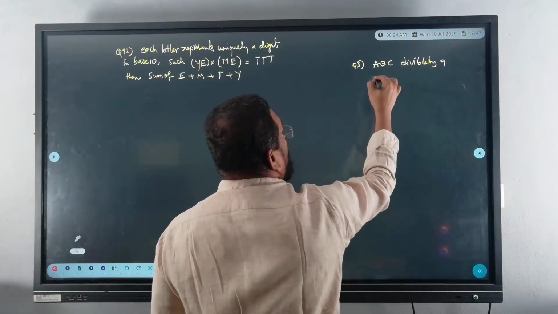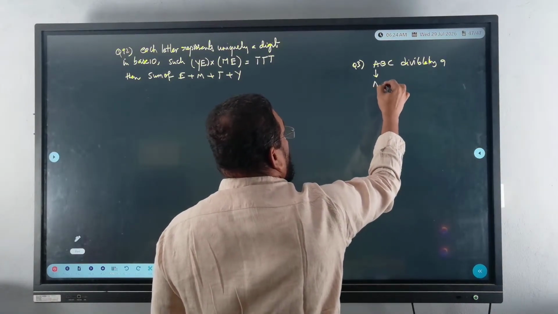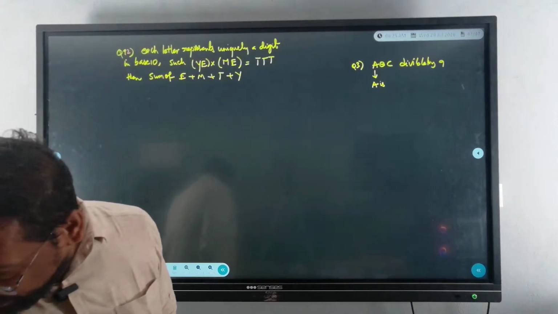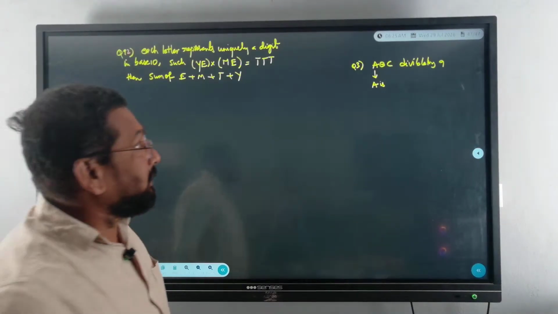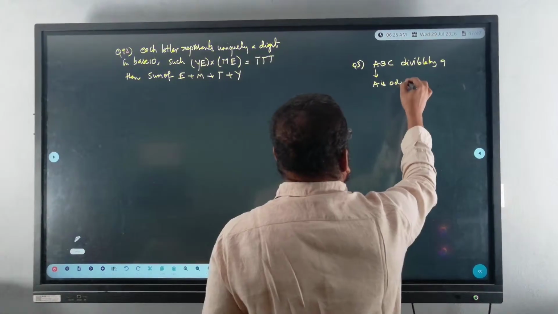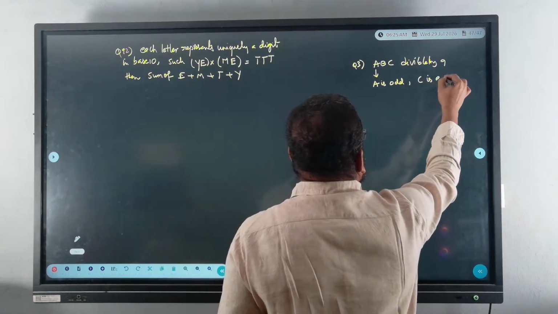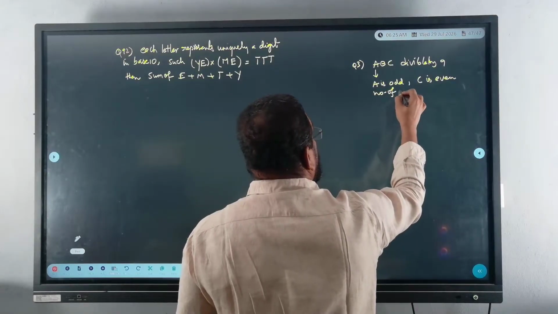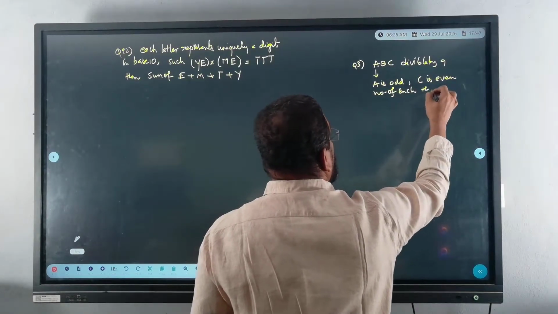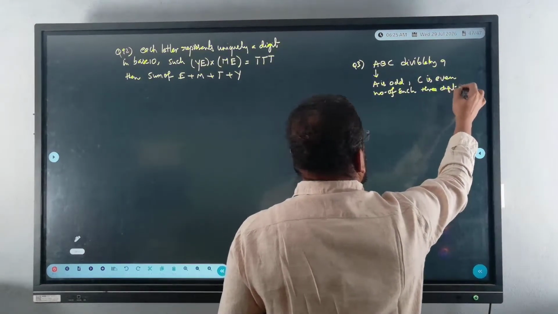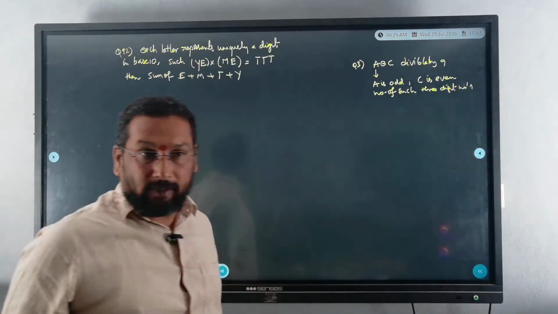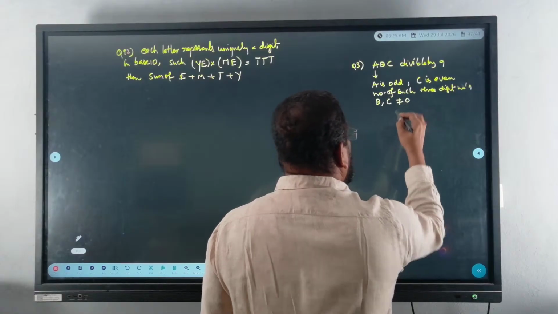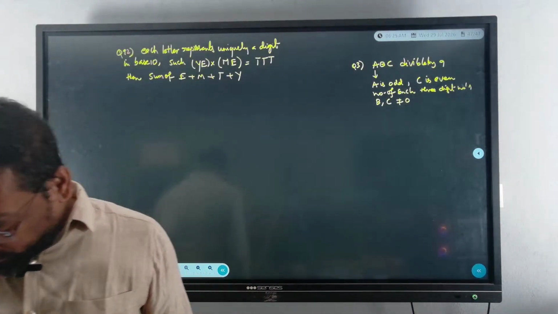Question number 3: ABC divisible by 9. What is given? A is an odd digit and C is an even digit. Number of such 3-digit numbers, and also given B, C not equal to 0. That is question number 3.